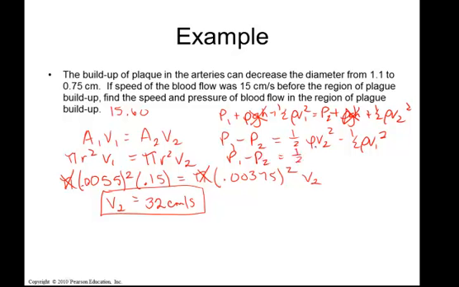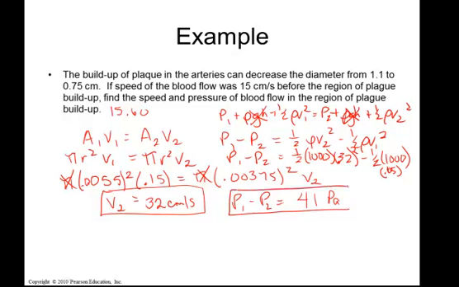So 1/2, and I'm going to assume that in our blood it's mostly water, so I'm going to use the density of water. And V2 is my 32 centimeters per second that I got to square. 1/2, 1,000, and this is going to be my other one, which was 15 centimeters per second. I'm going to change those from centimeters to meters. So I think I'm going to go with 0.15. And here I'll go with the 0.32. So P1 minus P2, the difference of 41 pascals. Difference in their pressures.